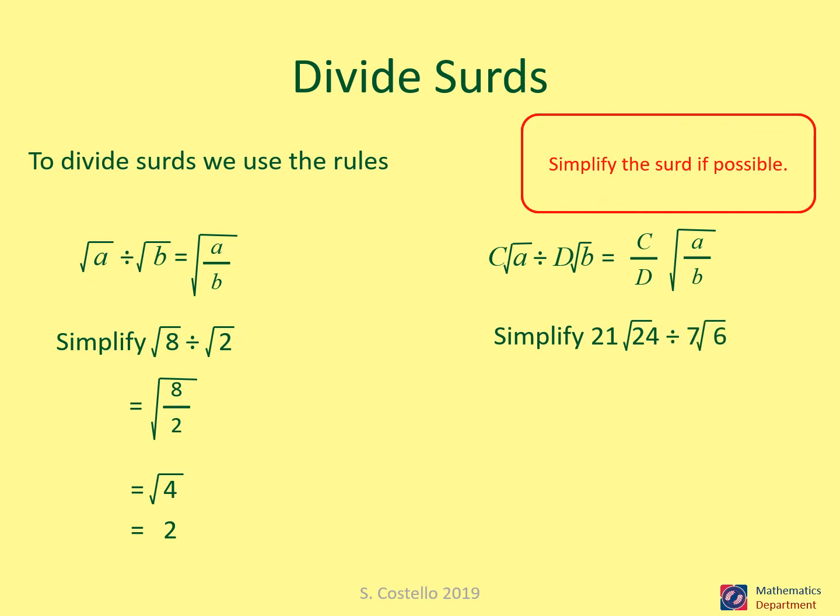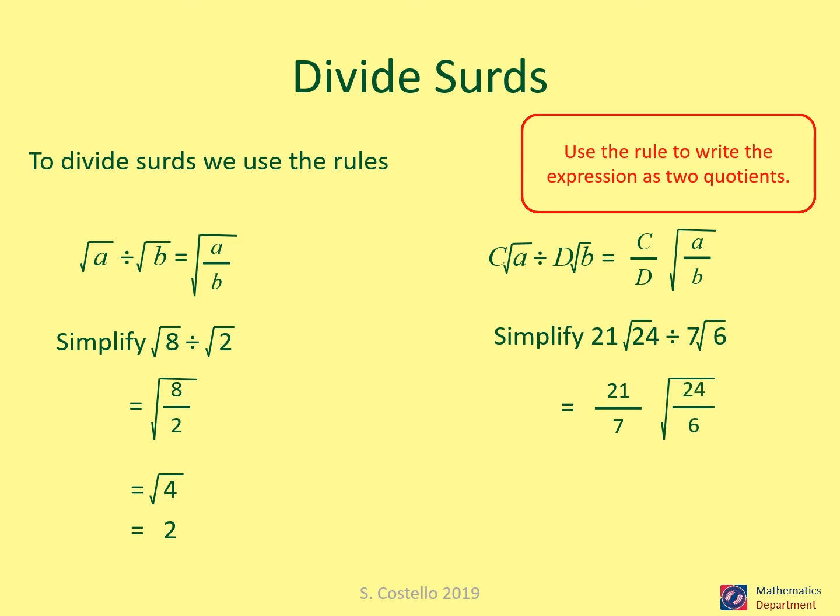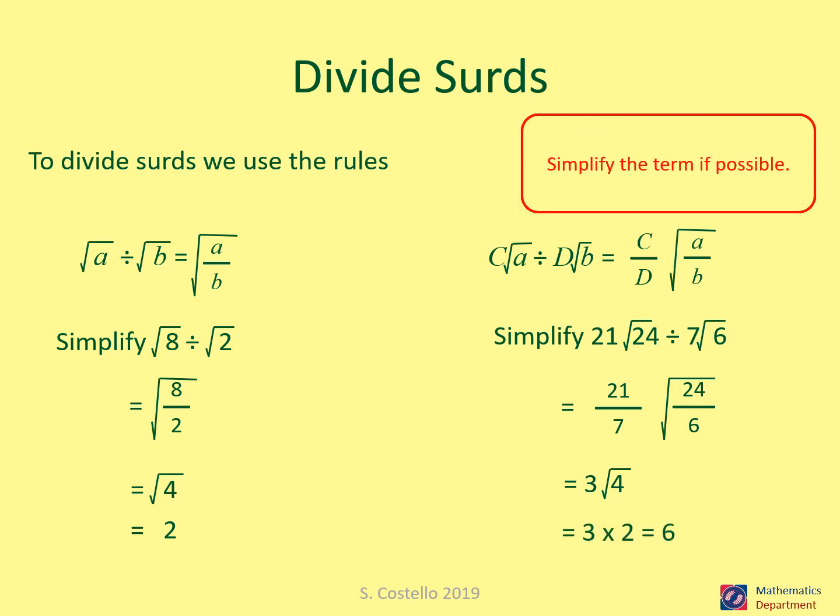So simplify 21 root 24 divided by 7 root 6. Use the rule to write the expression as 2 quotients. So we've got 21 over 7 times root of 24 over 6. Divide both terms as normal. So 21 over 7 gives us 3, and 24 over 6 gives us 4. So we've got 3 root 4. Again, simplify the term if possible. The root 4 we can simplify, which gives us 3 times 2, which gives us the final answer of 6.